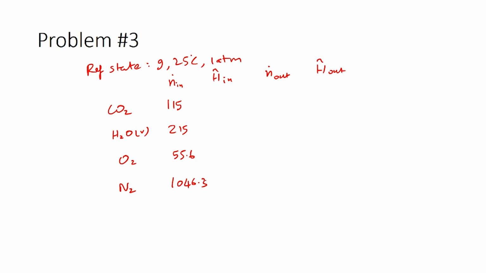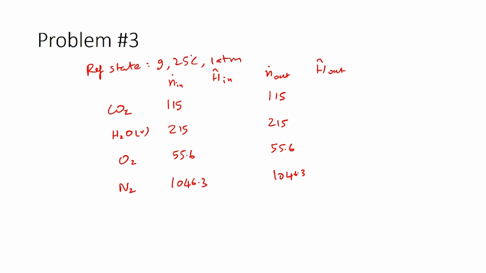So, the output of the furnace, which is the stack gas, is the input for the waste heat boiler. So, the composition of the stack gas which we calculated as the output has been used as the input in these terms. Inside the waste heat boiler there are no reactions. So, the number of moles of all these components will still remain the same. So, the outlet condition would also have the same components: 115 moles of carbon dioxide, 215 moles of water vapor, 55.6 moles of oxygen and 1046 moles of nitrogen. So, we now have to find out the enthalpy values for all these terms.